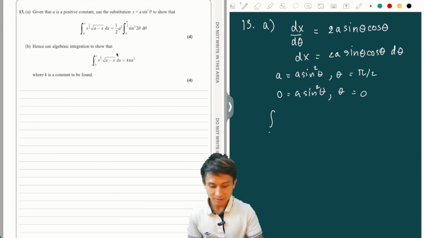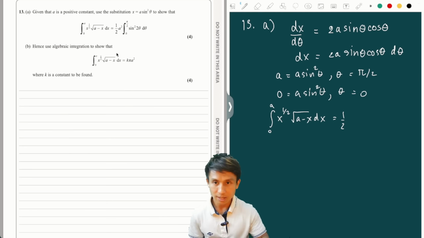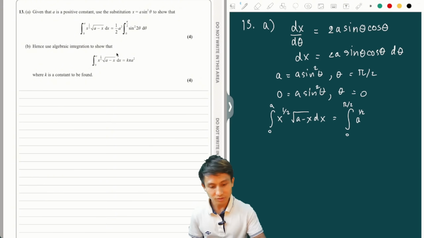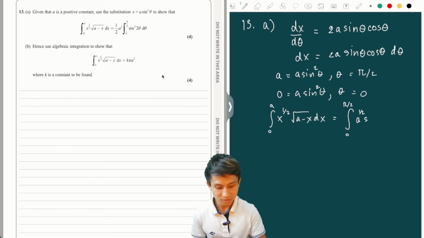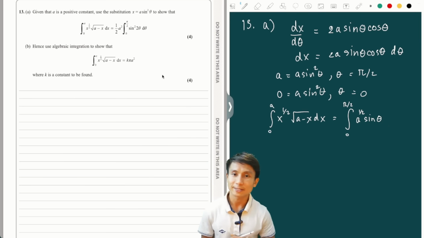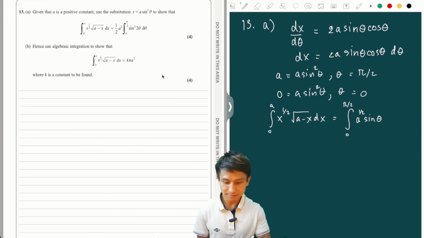So that means this whole thing will be equal to that. Well, no, I need to do it step by step. So this is 0 and pi over 2. And then x to the power of a half would be a to the half. I'm just using this expression here to put it to square root. So this is just sine theta. Okay, a to the power of a half and sine theta.